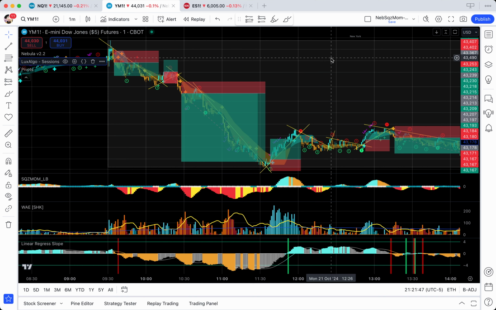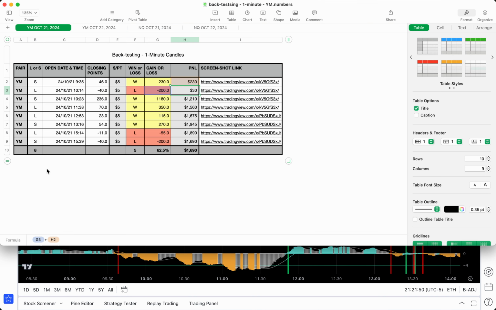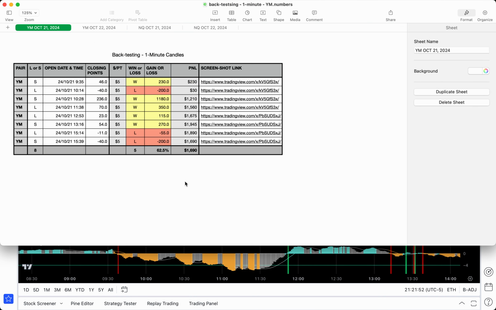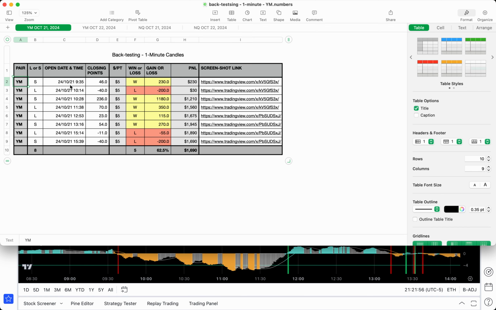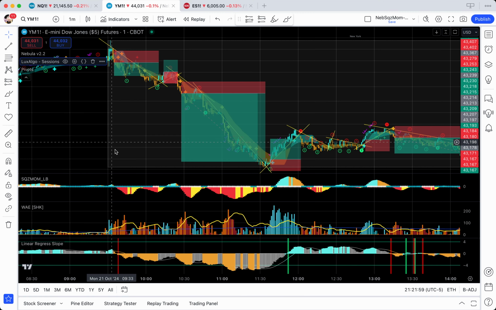So I like to create a spreadsheet that looks like this. You don't have to use exactly this spreadsheet. You can do it however you want, but I'll walk you through how I like to do it. So we're doing YM, the first trade. This was a short, and it was at 9:35. You can see the bottom right there, 9:35. So I filled that out.